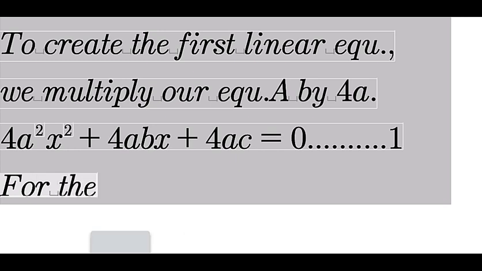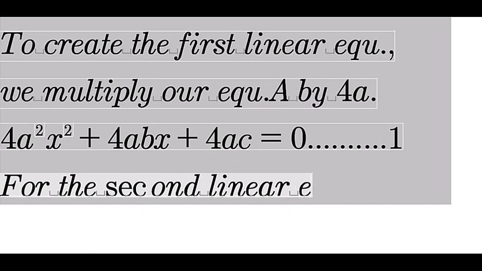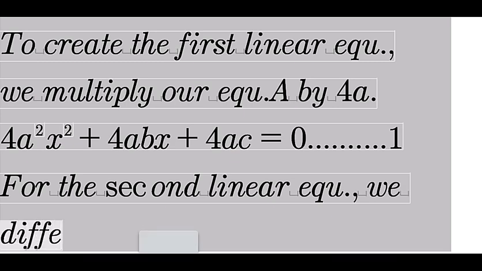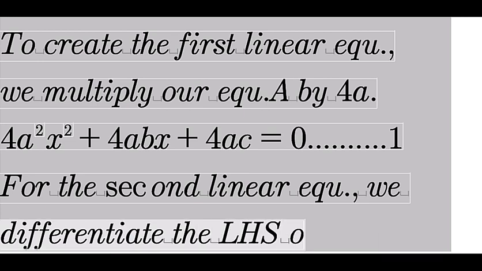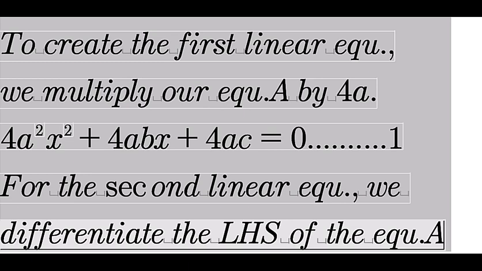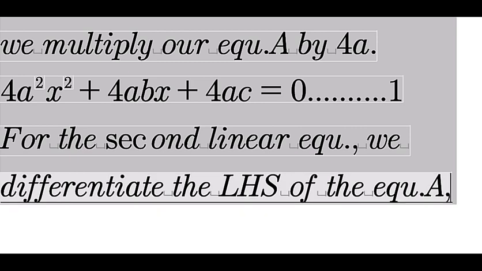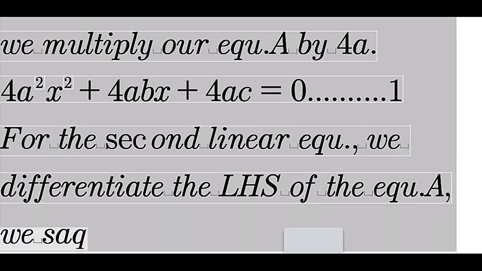Alright, so now let's do it. For the second linear equation, we differentiate the left-hand side of the original equation A. The left-hand side of our equation A. Then we square the results, or the binomial.